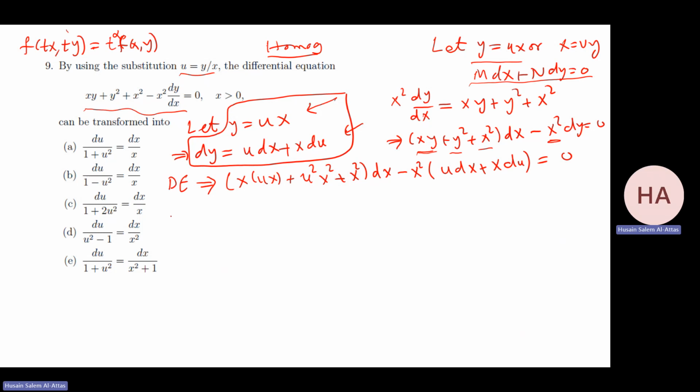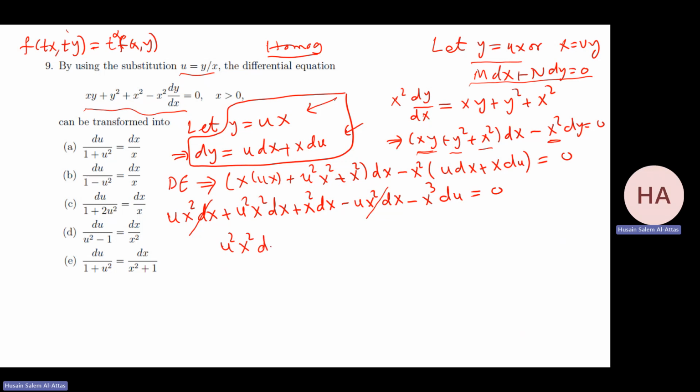See what will happen. I have ux squared dx plus u squared x squared dx plus x squared, be careful now to check it, minus ux squared dx minus x cubed du equals 0. If you notice, this cancelled with this. Now put the one with the dx on one side and the one with the du on the other side. Let me do it in detail.